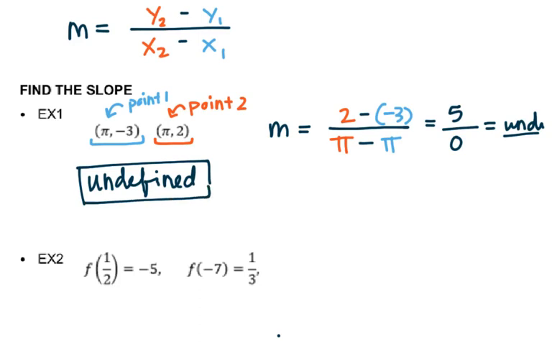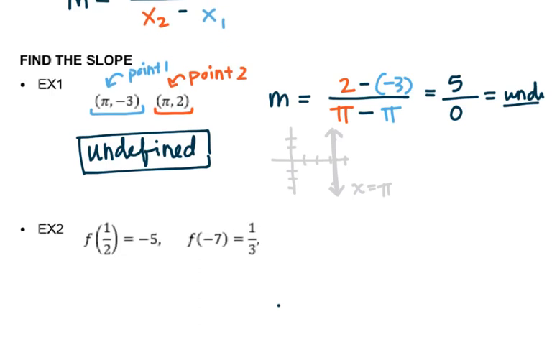And that should make sense because if we looked at plotting these points, my x value would be over here at pi, about 3.14. I would travel up 2, so about right there, and down 3. If I looked at plotting these, what kind of line would I be drawing? We'd get a vertical line, and the slope of a vertical line is undefined. This vertical line is x equals pi. So the answer for that first example is undefined.